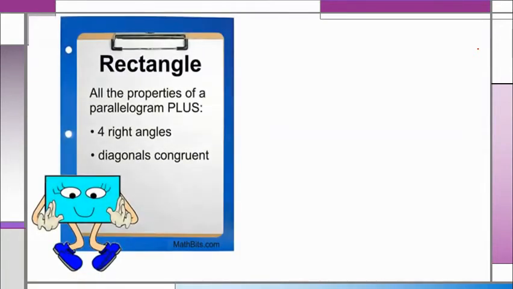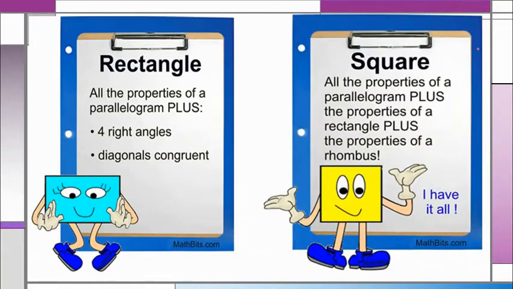All right, let's look at the rectangle. The rectangle has all the properties of a parallelogram plus four right angles. All the corner angles are 90 degrees, and your diagonals are congruent. In other words, the diagonals equal each other, okay? Then for a square, the square has all the properties of a parallelogram plus all the properties of your rectangle plus all the properties of the rhombus. So the square has it all.